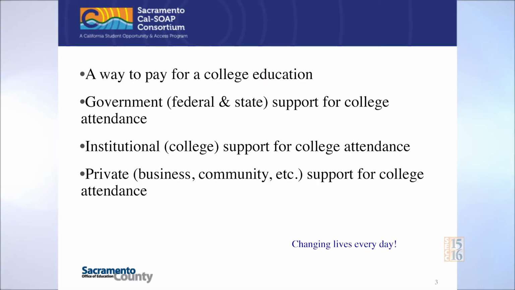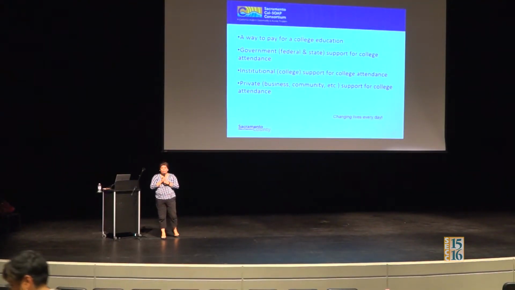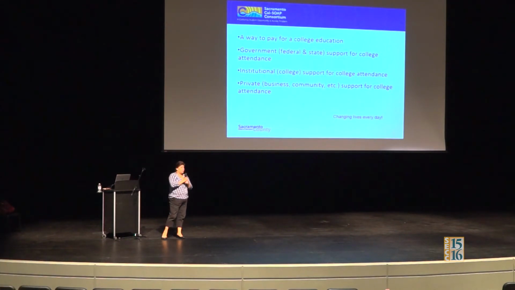So what's financial aid? It's, of course, a way to pay for college. Financial aid can come from various places. It can come, obviously, from our government. There is some financial aid that comes directly from our federal government. There's some financial aid that comes from our state government. Here in our state, the majority of financial aid that a student receives is from the state. And I'll talk about that in a little bit as well.